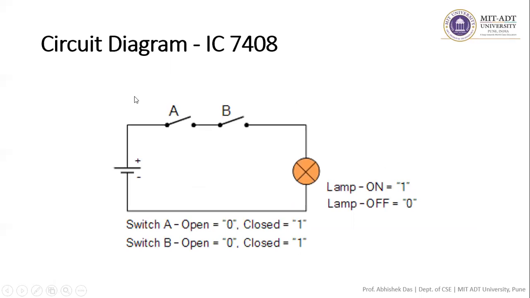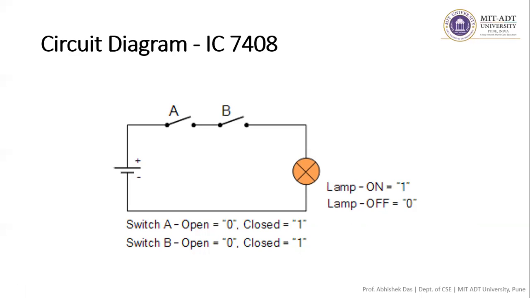Now let us come to the circuit diagram of the AND gate. So this is how the circuit diagram looks like. Let's say we have 2 switches A and B. From the circuit you can see that, let us consider this as the bulb, if any of the switches, either A or B, turns out to be false, we won't get the output, or the bulb will not glow.